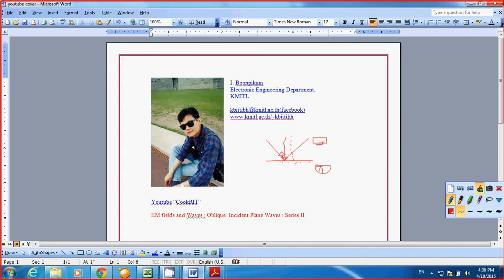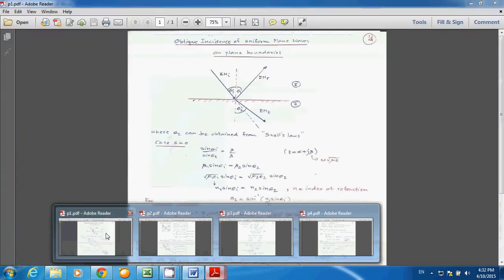It is based on the same principle as last time, the normal incident plane wave, but this one involves more equations, what we call Snell's law. What you need to find is the transmitted angle and the reflected angle. Let's take a look at page number 1.